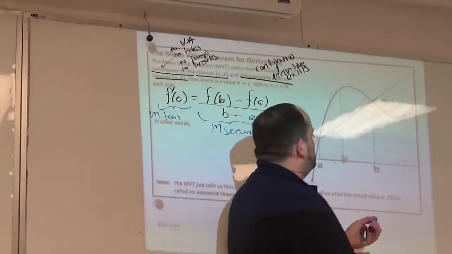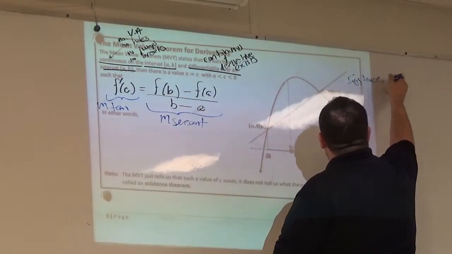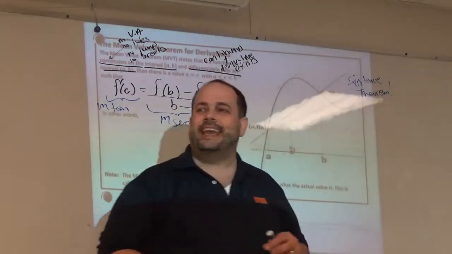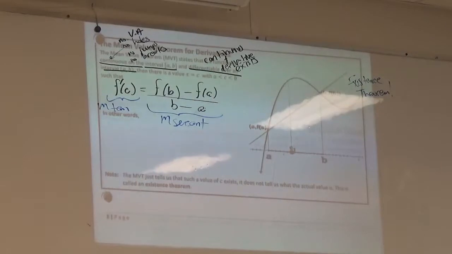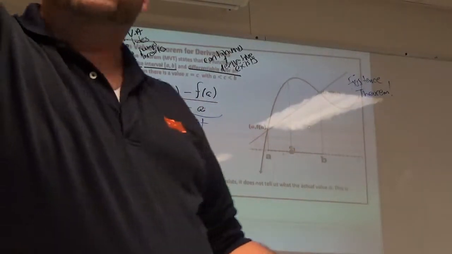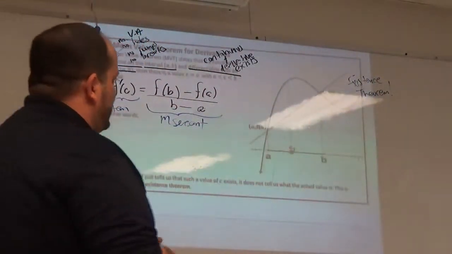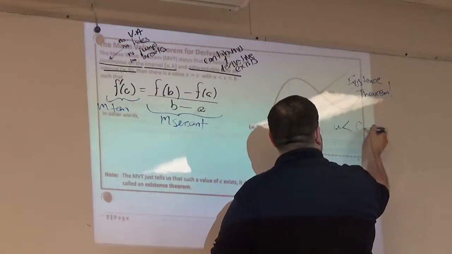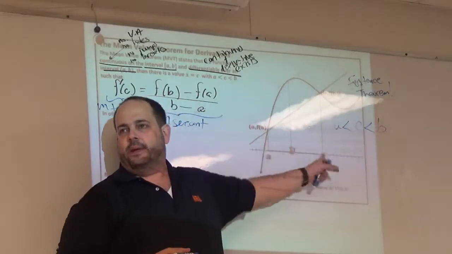At least one. This is called an existence theorem. Just like the intermediate value theorem was an existence theorem. In the intermediate value theorem, the function had to be continuous. You had one endpoint with a positive value and one endpoint with a negative value. You always had a root somewhere in between. You didn't necessarily know where, but the idea is that this C value that I'm looking at is somewhere in between my values of A and B.